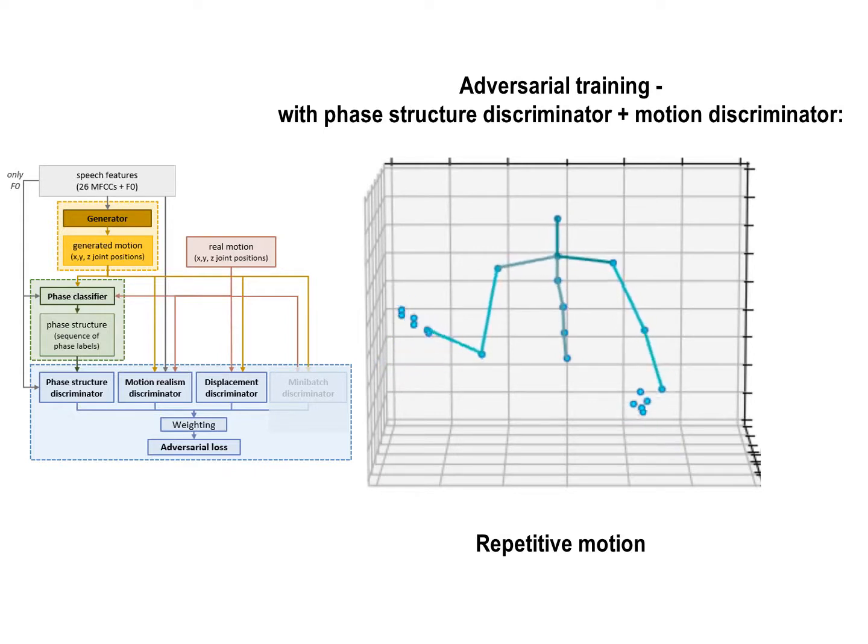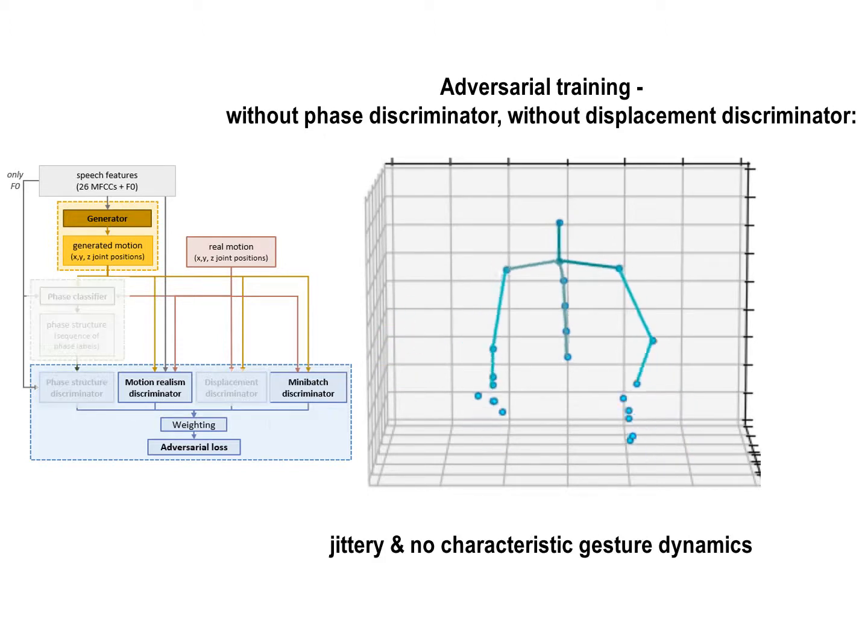We add mini-batch discrimination to allow motion sequences to be assessed within the context of a whole data batch. Repetitive patterns within a batch will now be penalized. The phase labeling is assessed from the per-frame joint offset, and this is the same motion information as passed to the displacement discriminator. The training objectives regarding phase and displacement are therefore related.